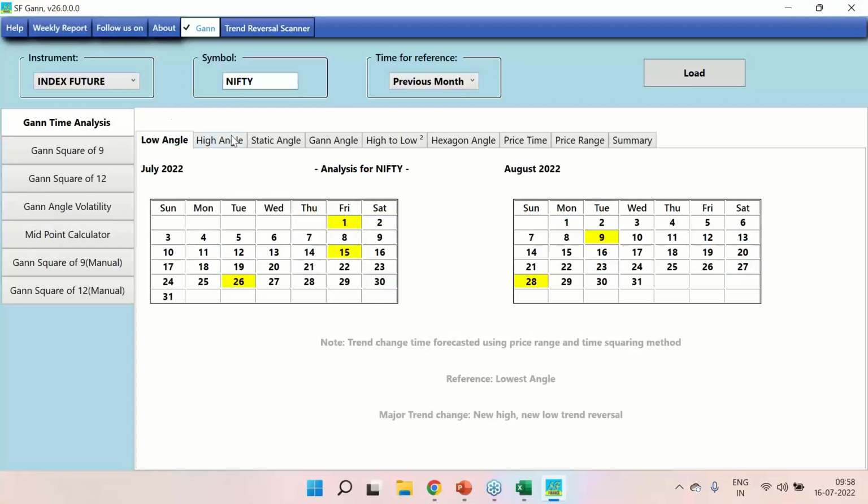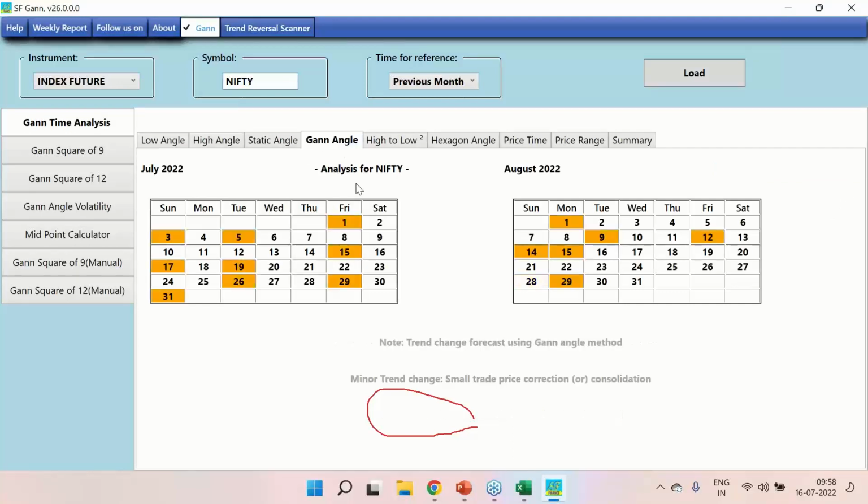You can take some calls, and these are the trend reversal major actions. These are the days the new high, new low can be formed. I have given here. If you look into this part, some major trend change is going to happen based on this. Certain methods are minor trend change, like this minor trend change, small correction, consolidations will happen.